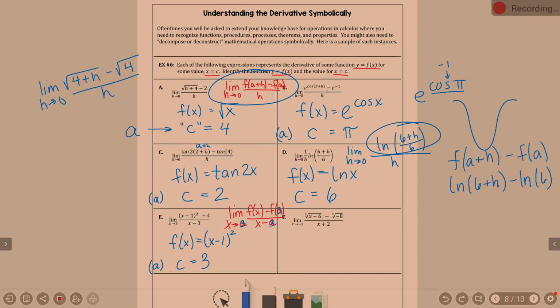Okay, I feel like I'm having some success. We'll see how it goes when you go look on your own, but I see recognition. This one is the same form we just did, right? Need a function and a c value. C is negative 2, because it's the limit as x approaches negative 2, even though the denominator says x plus 2. Well, that makes sense because it's x minus negative 2, right?